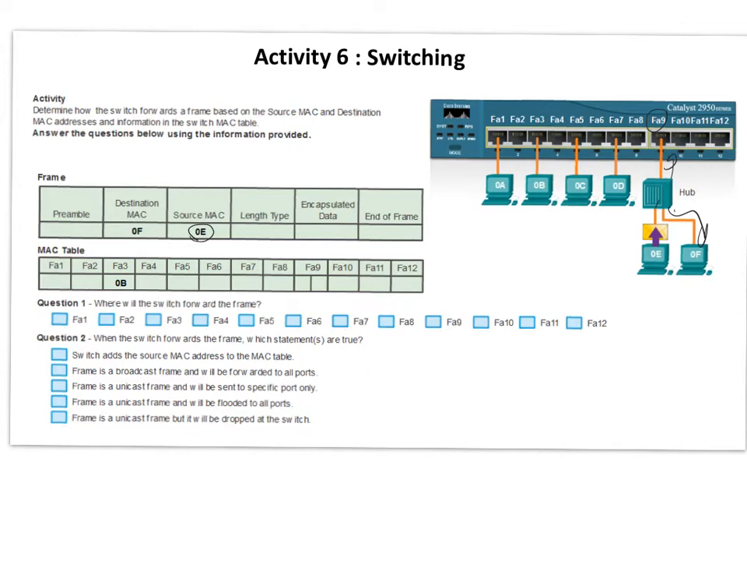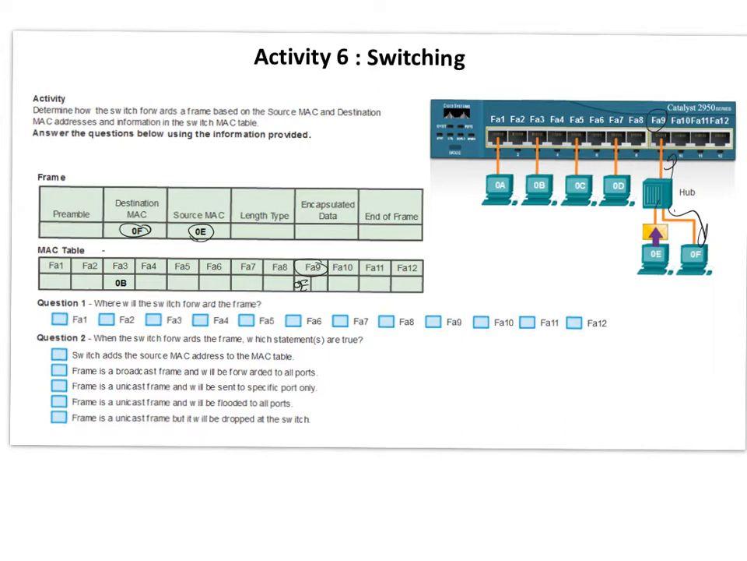So it now knows that 0E exists on FA9. This is the first step. So now I learned something. The second step, it will check the destination address. Where is this destination address? It will consult the MAC table. The MAC table does not have this address stored in any of the ports. So what is the fallback scenario? Flood or broadcast to all connected ports.